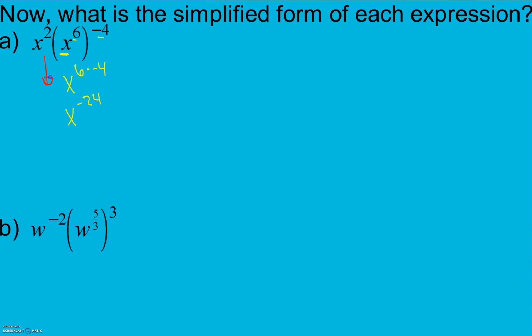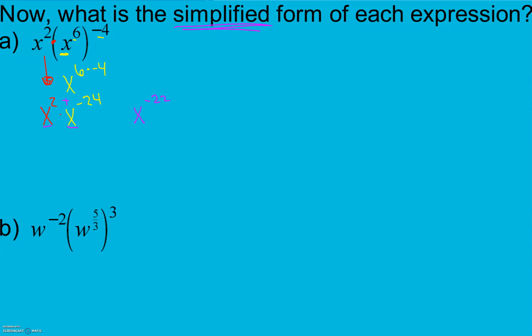I bring down my x squared as multiplication. Again, we're multiplying here. I haven't changed that at all or used it yet, so I just bring that right down. Now, multiplying powers with the same base, because each exponent has its own base, I keep my base, add my exponents, and I get the -22nd power.